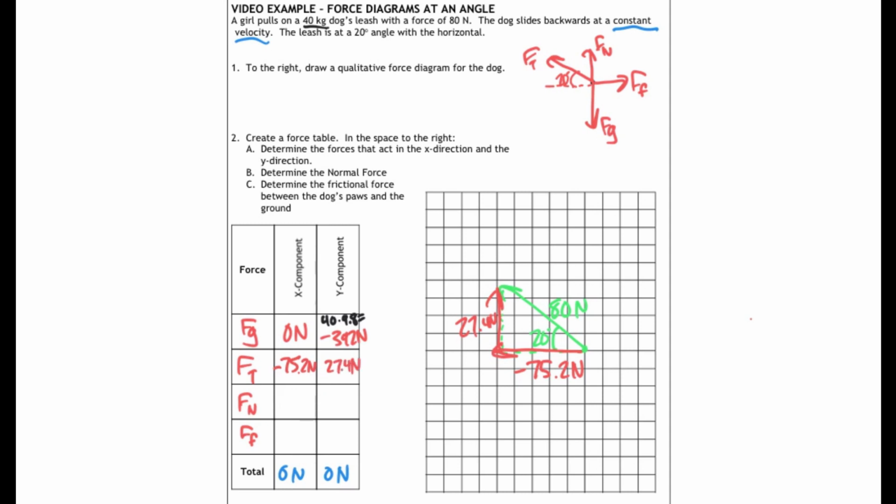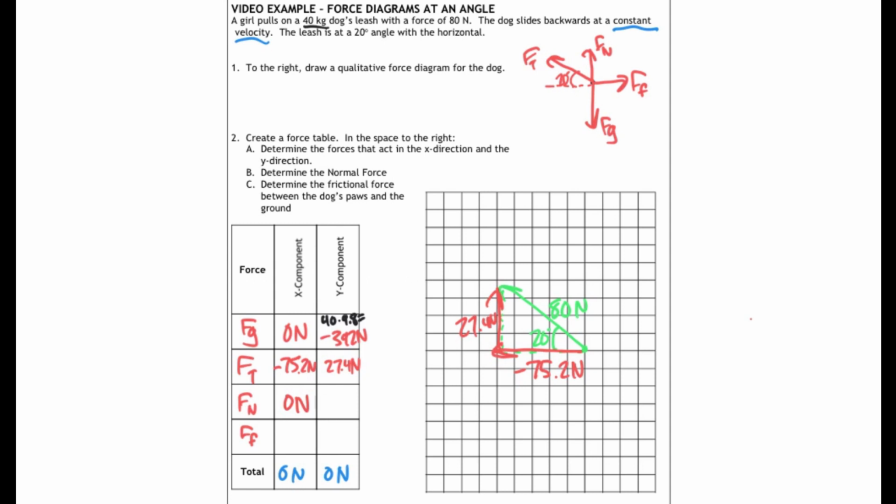I know if there is a normal force, it's going to act straight up, so its x component is 0. I don't yet know what the y component is. It's easy to just say it's going to balance out the force of gravity, but in this case, it's not, because the force of tension has a y component. So let's come back to that. We'll move on to the force of friction.